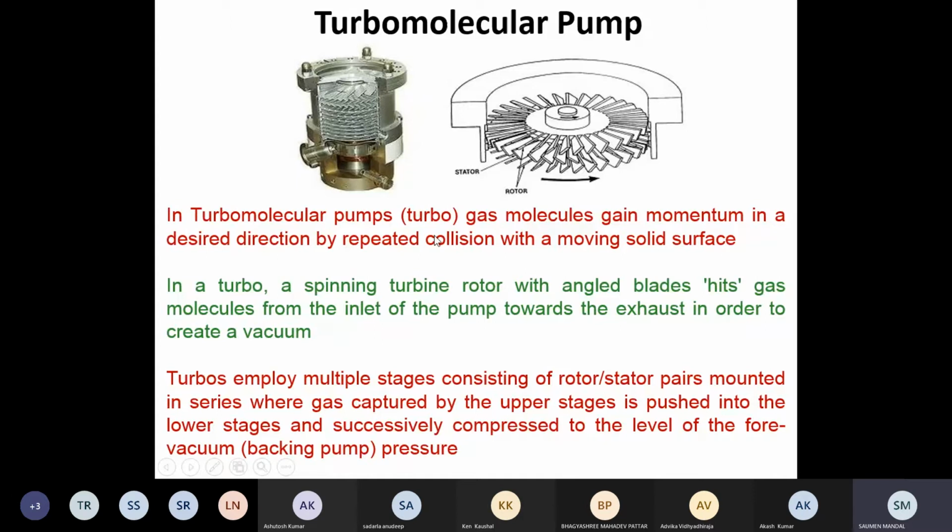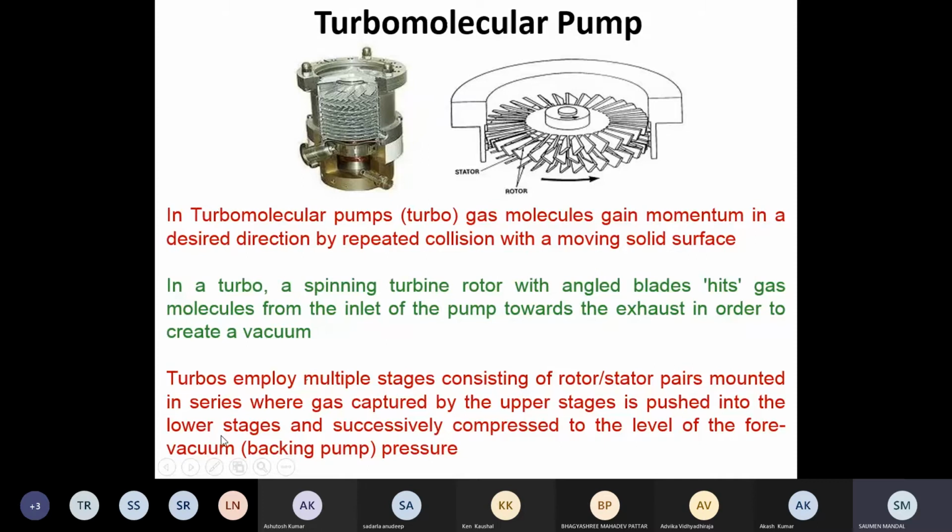In the turbomolecular pump, the gas molecules gain momentum in a desired direction by repeated collision with a moving solid surface. Gas molecules randomly collide with the surface, and that is the starting point. In a turbo, a spinning turbine rotor with angled blades hits the gas molecules from the inlet of the pump towards the exhaust in order to create the vacuum. It runs at high speed, and when a gas molecule is hit, it is immediately trapped there.